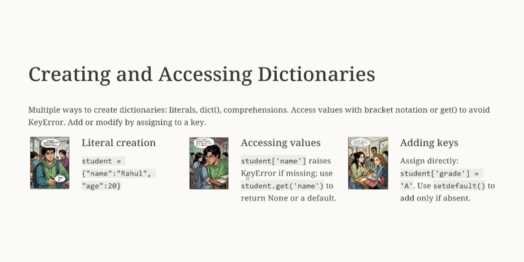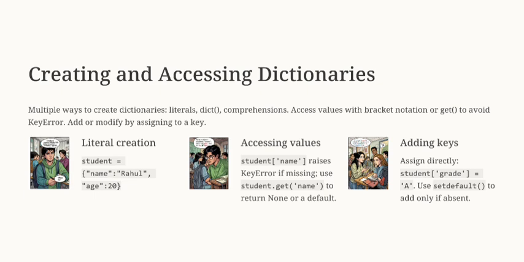Accessing values. There are two common methods: number one, using square brackets, and number two, using get. Using square brackets, you can see if we write student name, the output will return Rahul.